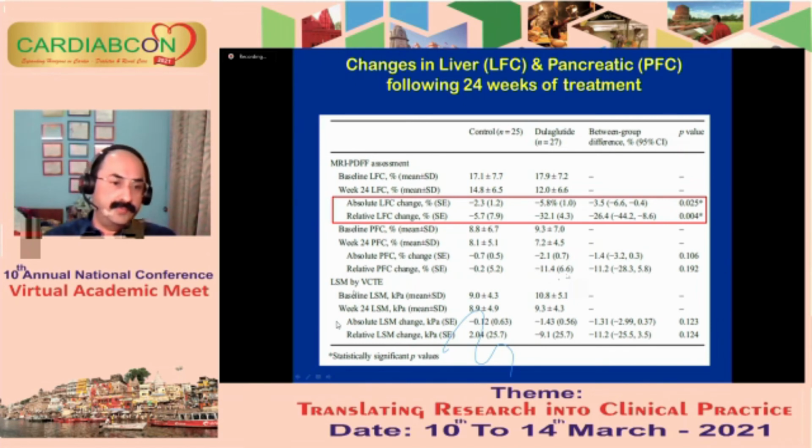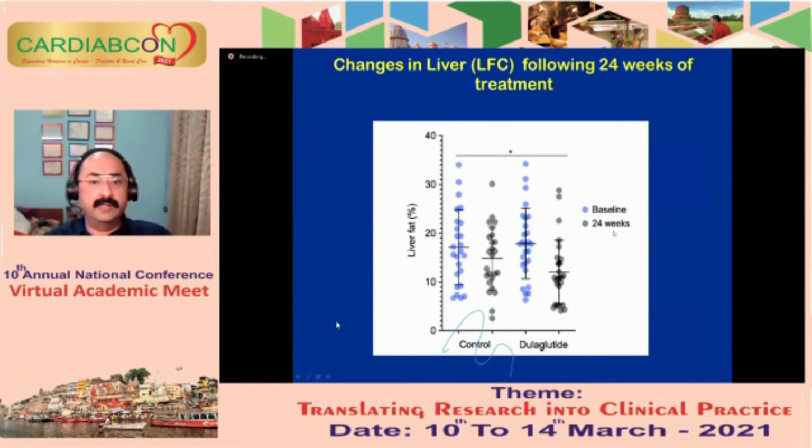The liver stiffness, or a surrogate marker of fibrosis by the velocity controlled elastography, or the FibroScan, did not show significant differences, possibly the time period being not that long for it to show differences, even though reduction in the liver fat content was happening. Again, a graphical representation over 24 weeks: in the control group the velocity of decline was much lesser as compared to the dulaglutide group, where the liver fat content significantly dropped at the end of 24 weeks.